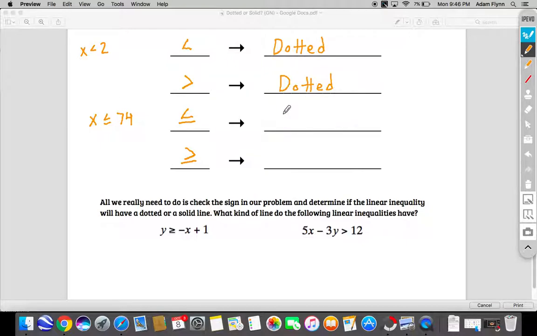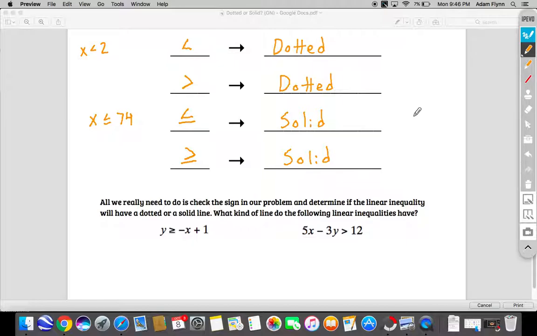So because it would be included, whenever we have a less than or equal to sign, we will have a solid line. And whenever we have a greater than or equal to sign, we will also have a solid line. Okay? So all we really need to do is check the sign in our given problem and determine if the linear inequality will have a dotted or a solid line.